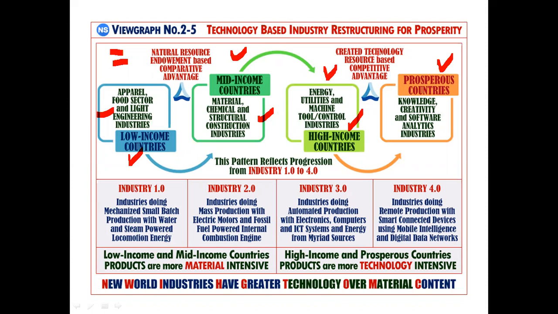Again, tying down what I've said earlier, please. Low income and mid income countries' products are more material intensive. High income and prosperous countries' products are more technology intensive. So, in order for us to become prosperous, we have to produce products which are more technology intensive. Because I'm putting one more time this summary: new world industries have greater technology over material content.